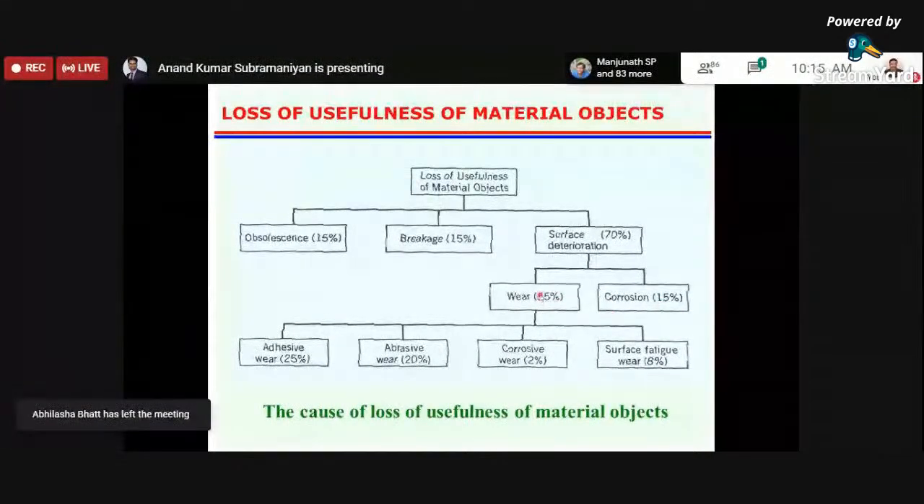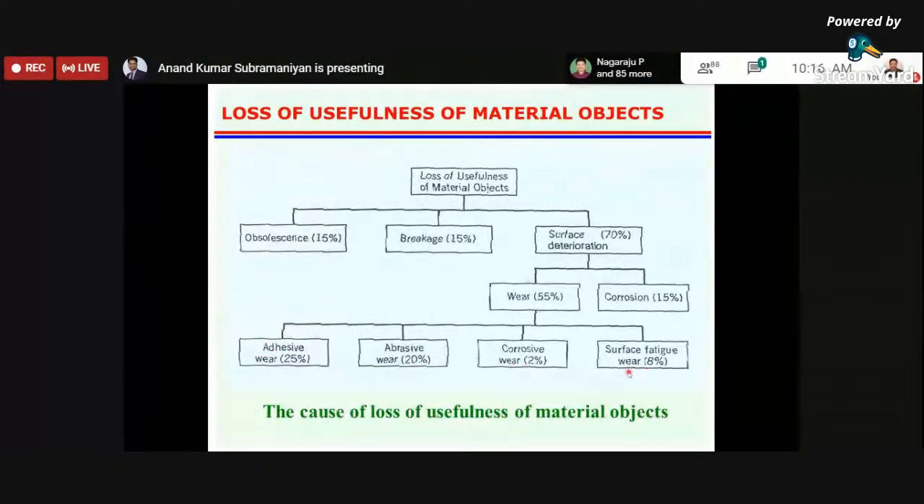And then again, from wear, we can also classify them depending on how two different components, when they are in contact and subjected to relative motion, what kind of damaging wear mechanism can happen. It could be adhesive, abrasive, corrosive, and surface fatigue wear. So these are some of the modes through which wear primarily initiates, and then you see the loss of usefulness of the material or the component take place.